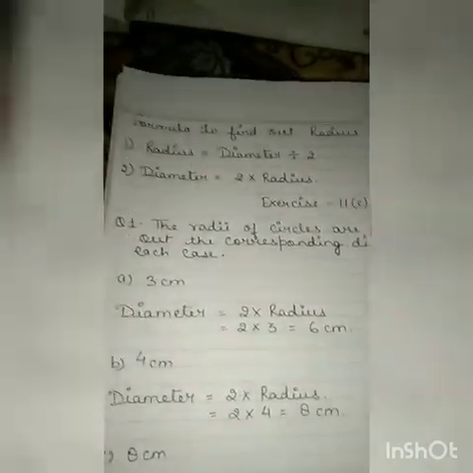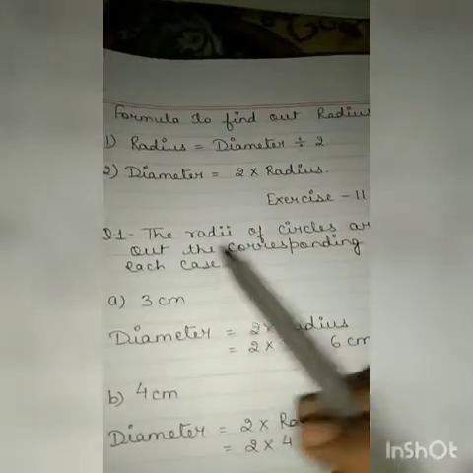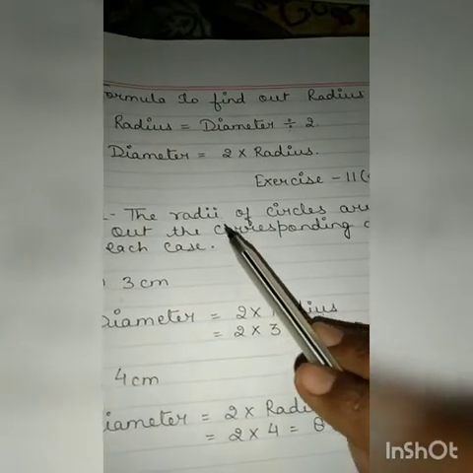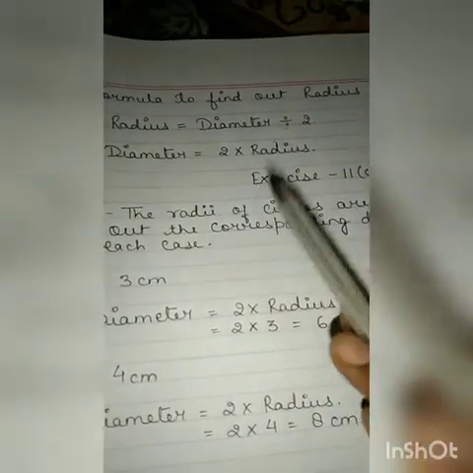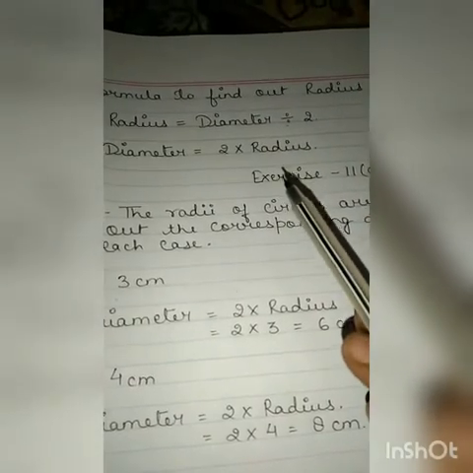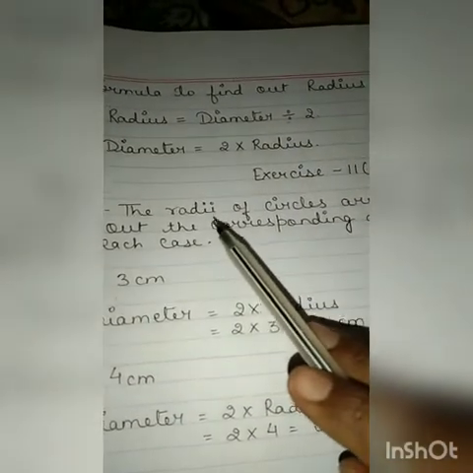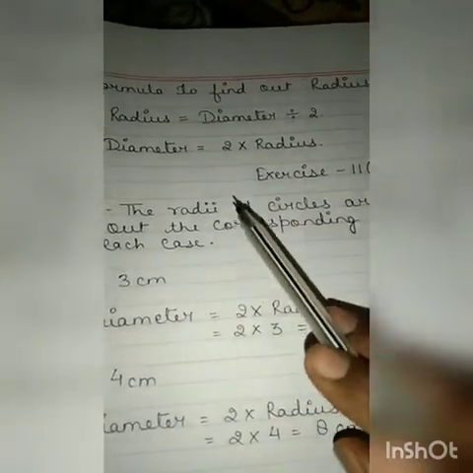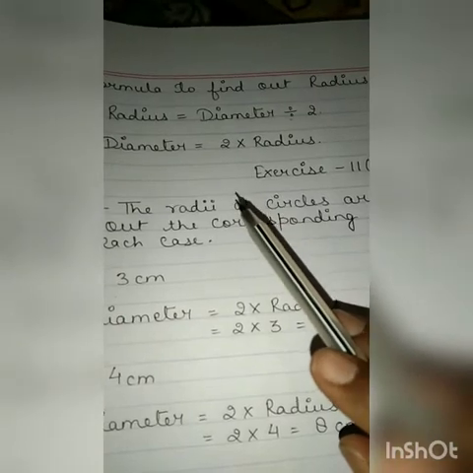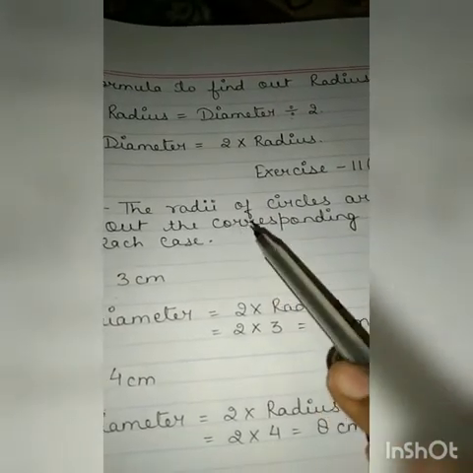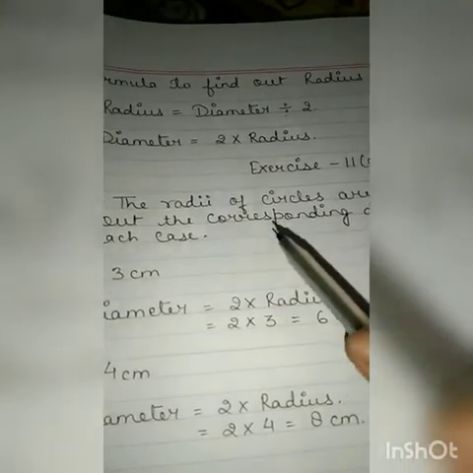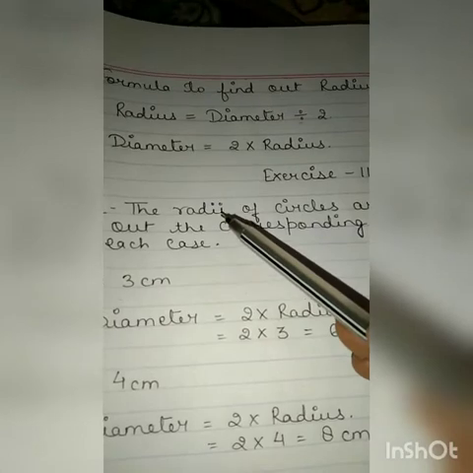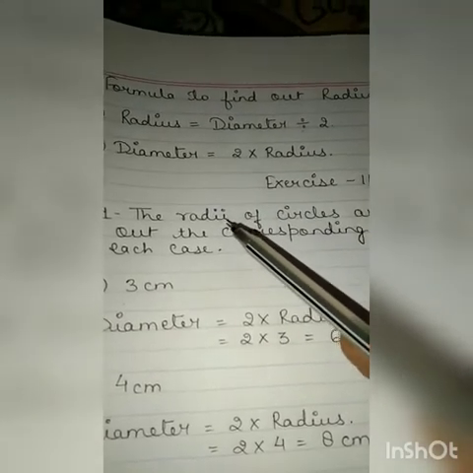So let's see what is exercise 11C. First question is the radii of circles. Radii is the plural form of radius. When there are two radius drawn in one circle, once again I am repeating my statement, whenever there are two radius drawn in one circle, that will be called radii. In the English language you are reading singular and plural. So radii is the plural form of radius.